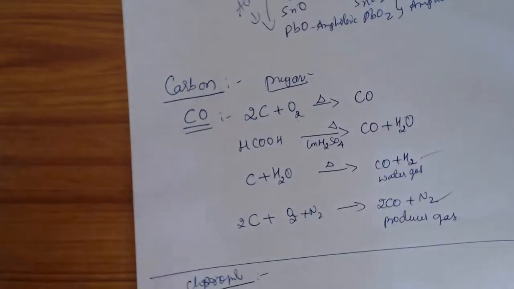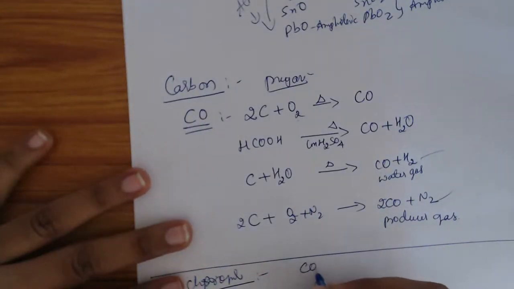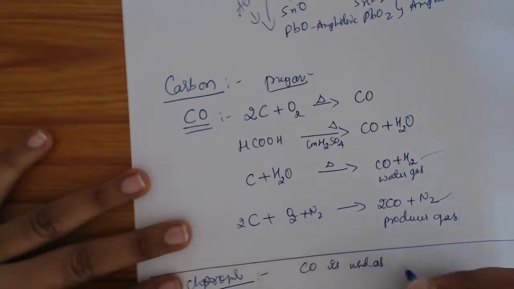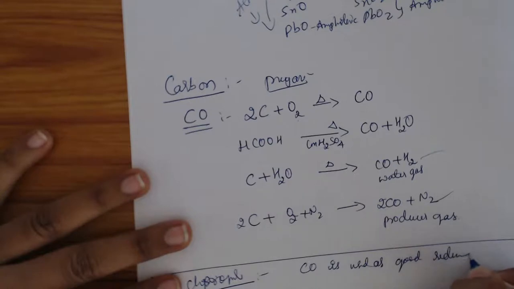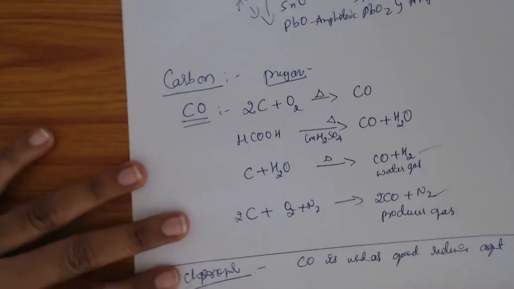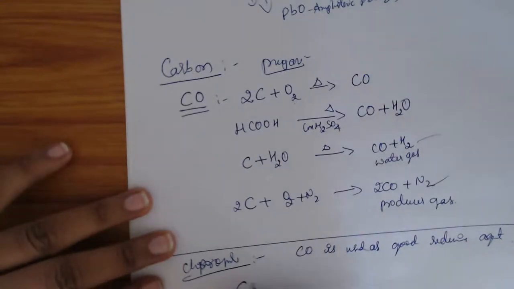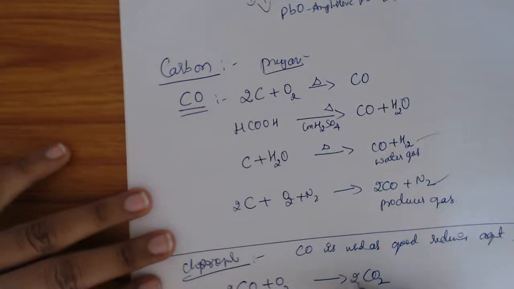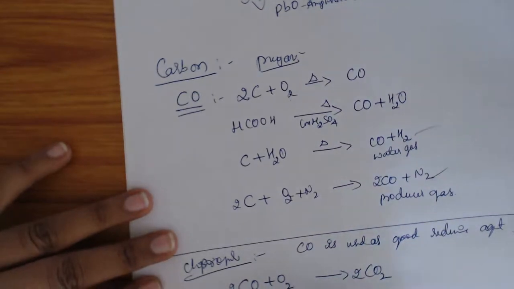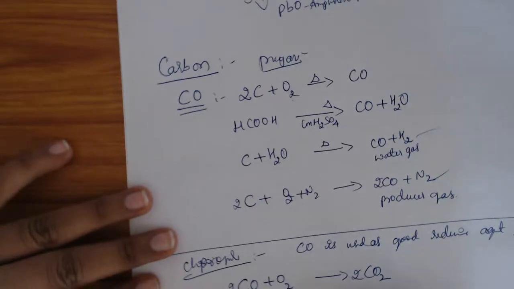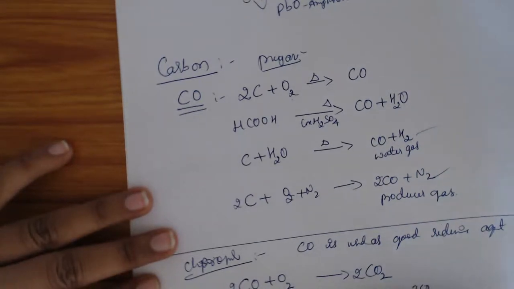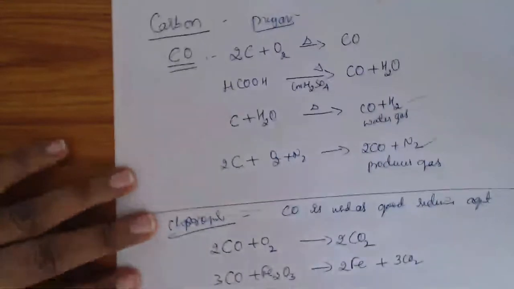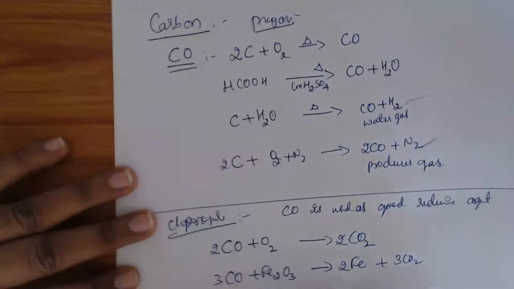In the chemical properties, one thing I will say, this carbon monoxide is used as a good reducing agent. Good reducing agent. Okay. So for example, carbon monoxide can be converted into carbon dioxide. If it reacts with Fe2O3, it reduces it to Fe with formation of 3CO2. Okay, if zinc oxide is there, it reduces zinc oxide to zinc with the liberation of CO2.